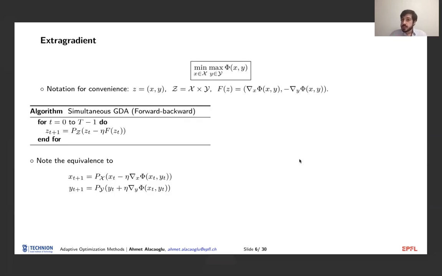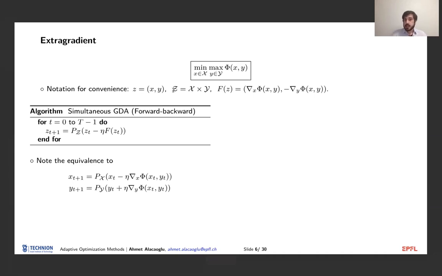Now the question is, can we somehow fix these methods? And the answer turns out to be yes. And for this, we will do a little notational change. Essentially, we will stack the primal and dual variables. We will concatenate them into a single variable z, a single vector z.